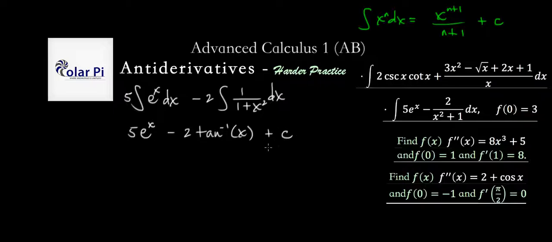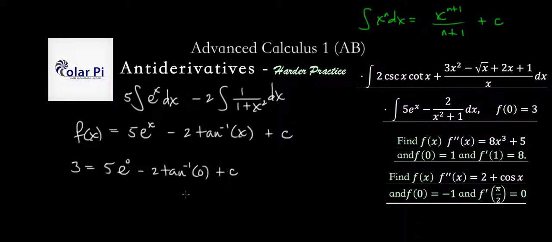But as I said, we're going to be able to figure out what this unknown constant is based on this information, because supposedly this is equal to the function f of x. And we know that f of 0 is 3, so we know that 3 is equal to f of 0. But f of 0 is like plugging in 0 into this stuff. So instead of f of 0, I'll just plug in 0 into this stuff. So that's 5e to the 0, and then minus 2 times tan inverse of 0, and then plus c. Now, you should know tan inverse of 0 is 0.